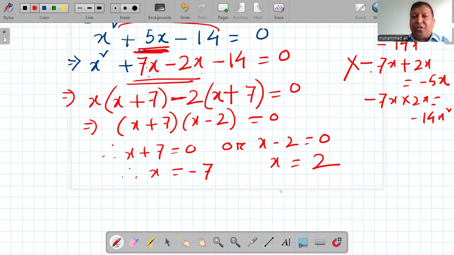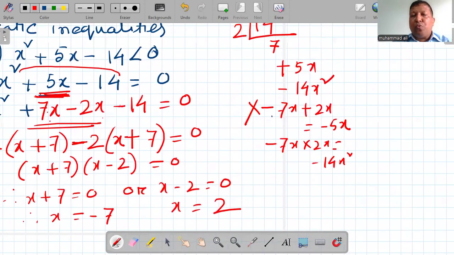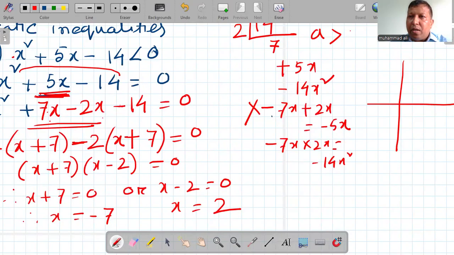Now, we want to sketch this curve, because we want to find out the inequalities. If we sketch, this curve will be U-shaped. Why U-shaped? If the x squared coefficient is positive, here the x squared coefficient is 1. So keep in mind, when the x squared coefficient is positive, the curve will be U-shaped. When the x squared coefficient is negative, the curve will be cap-shaped.